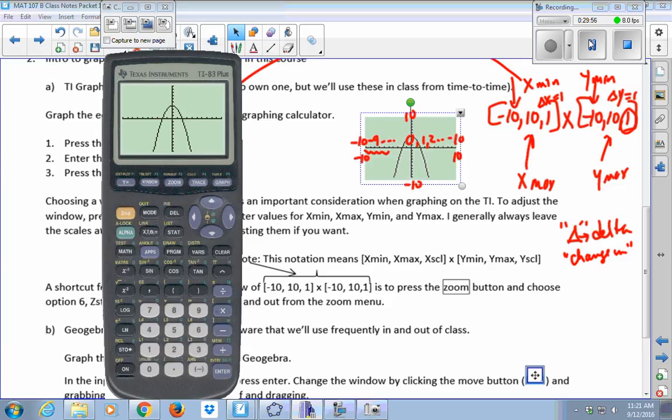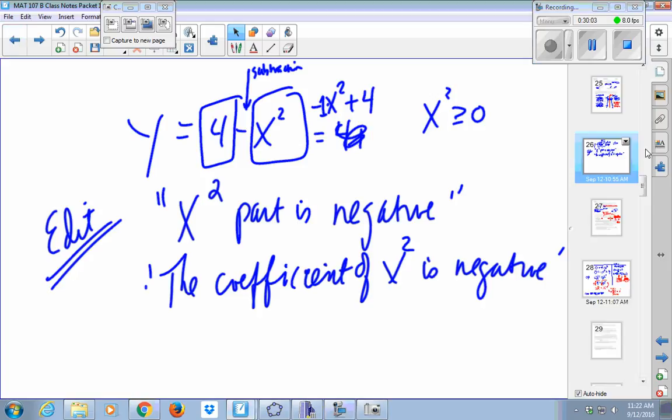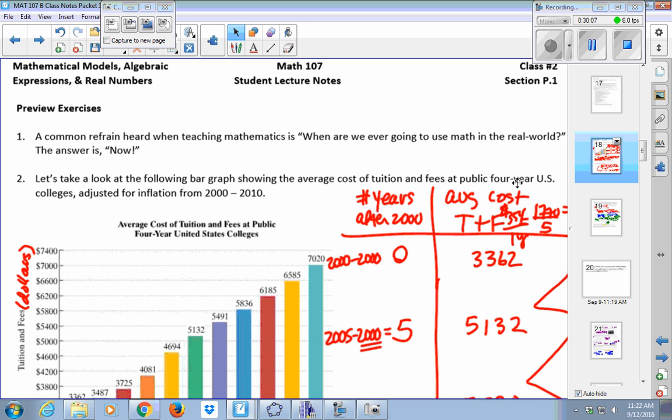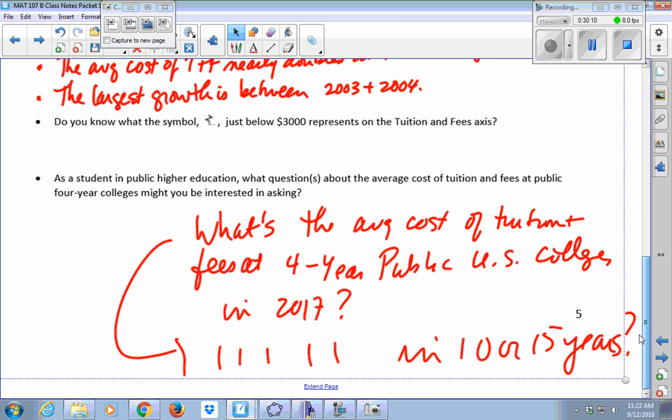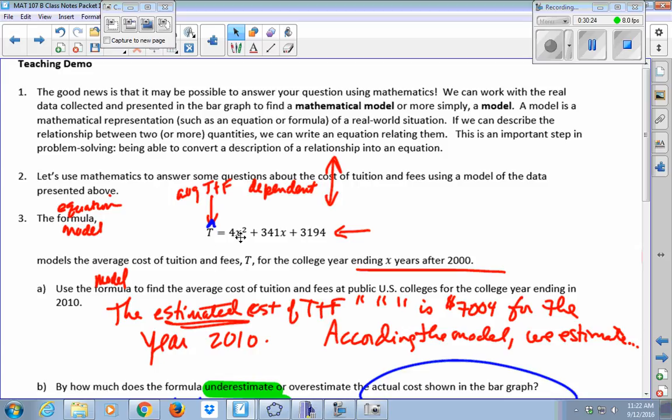Okay. For the data that we had in the bar graph for class number 2. So go back to class number 2, which is what page, for those of you who are familiar with the pages? What page is class number 2? Page 5. So go back to page 5. Here is your bar graph. And if I wanted to graph this, what model were we using to graph this? We were using this model right here. T equals 4x squared plus 341x plus 3194. So T is now going to be called Y.